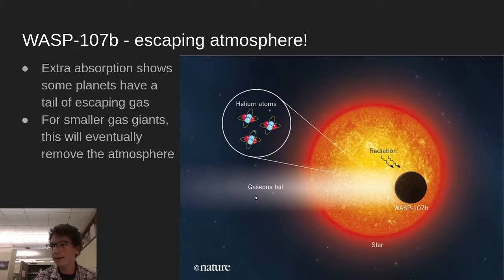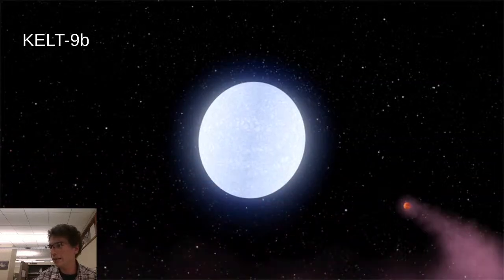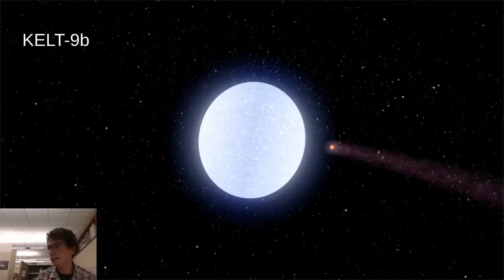And if we estimate how quickly this mass is escaping, we find that for smaller hot Jupiters and hot Neptunes, the atmosphere of the planet will eventually be totally stripped away, and all that will be left will be the rocky core of the planet. So that seems to be evidence that these planets probably couldn't have formed in the place they are now, just because their atmospheres are being blown away. They're not stable.